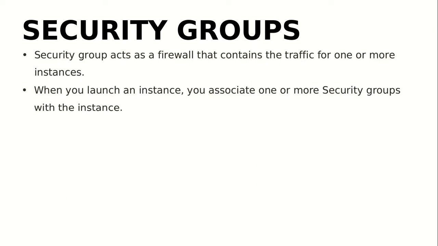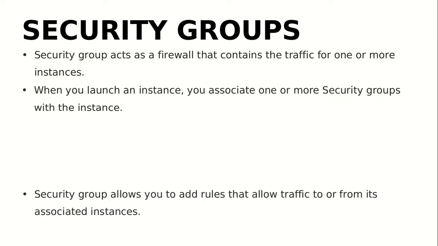When you launch an instance, you associate one or more security groups with the instances. So whenever you are launching your instances, you can associate one or multiple security groups, but you will need to have a minimum of one security group for your EC2 instances.